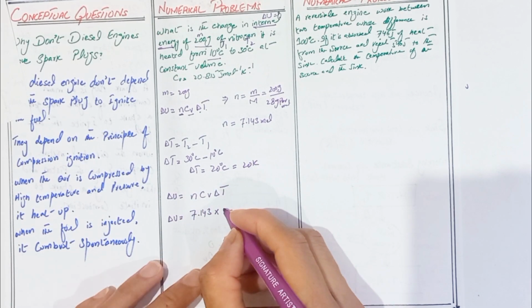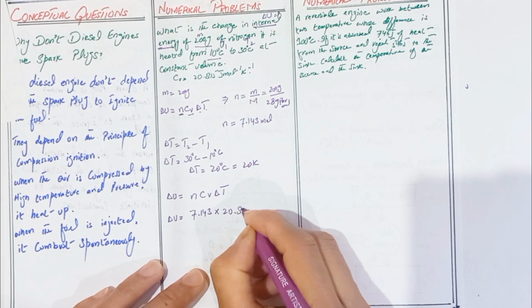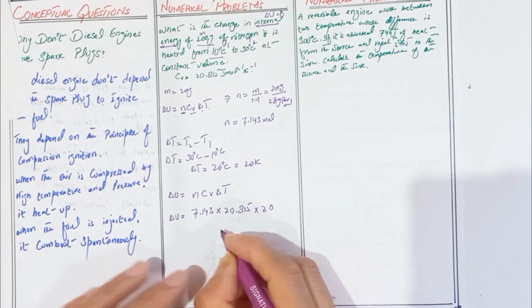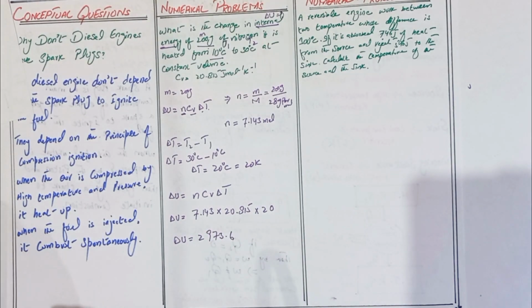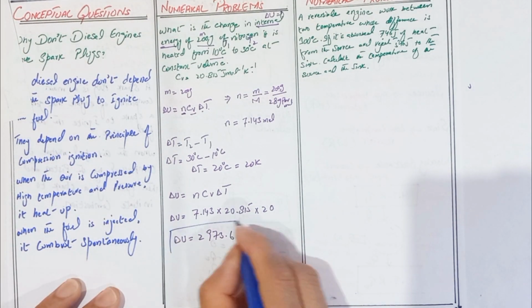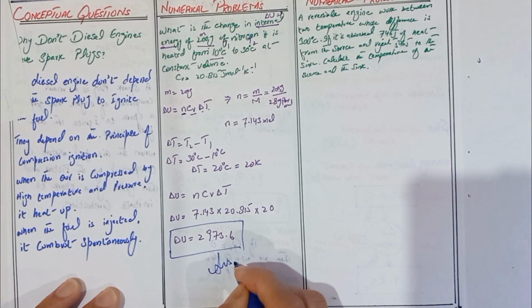Value of number of moles is 7.143. CV is 20.815. Delta T is given 20. So change in internal energy is equal to 2973.6. That is the change in internal energy.